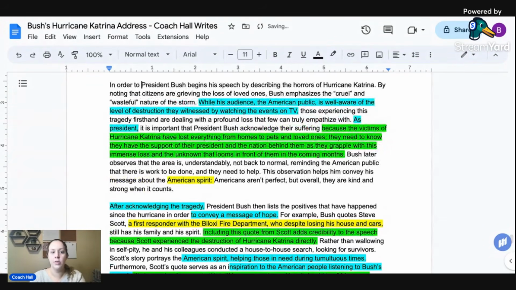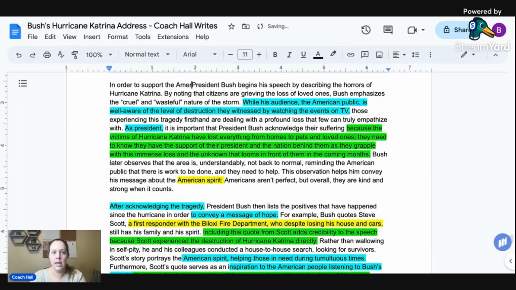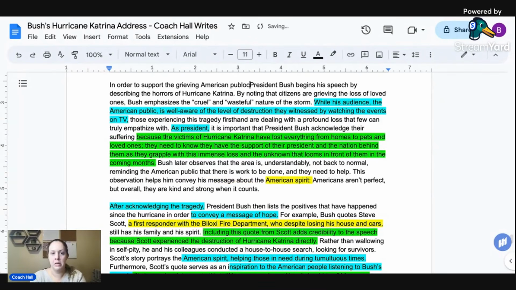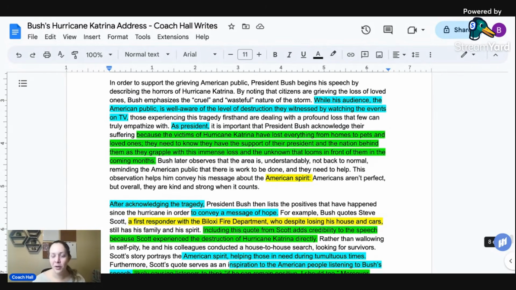So in order to support the, let's say, the grieving American public. Okay? Maybe not the best purpose there, but it's a start. So now we have the why. So there you go. That's a quick tip for you. You can include the what and why in your topic sentence.